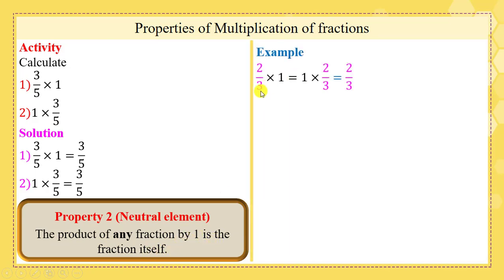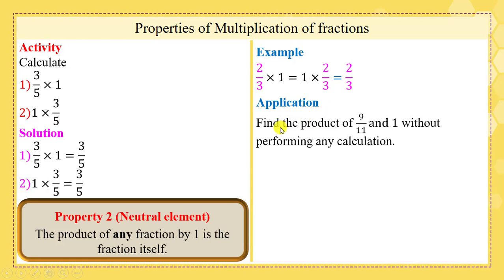Example: 2 over 3 times 1 equals 1 times 2 over 3 equals 2 over 3. Application: find the product of 9 over 11 and 1 without performing any calculation. Please pause this video and try to solve this application. 9 over 11 times 1 equals 9 over 11.